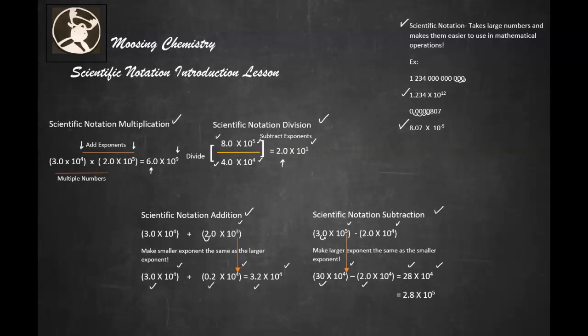And then we can't have it as 28. In scientific notation, you have to have one number to the left of the decimal, but you can have as many numbers to the right of the decimal as you want. So then you move it, of course, 1 over this direction, and that will give us 2.8 times 10 to the fifth.